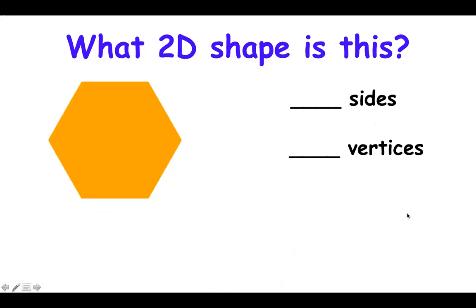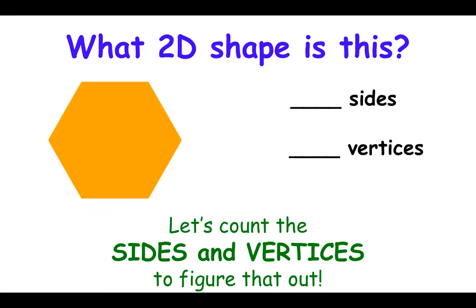Let's try another one. What 2D shape is this? Well, again, let's do what we always do. Let's count the sides and vertices to figure that out. Starting with the sides, I'm going to make dashes. Here we go. Here's our first side. Starts here and it ends here. 1, 2, 3, 4, 5, 6. This shape has 6 sides.